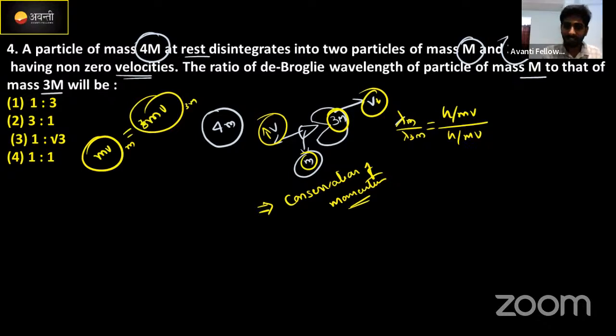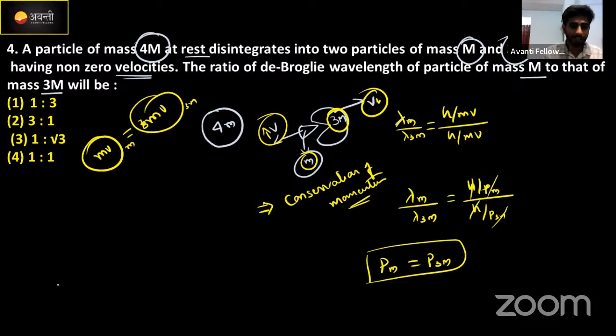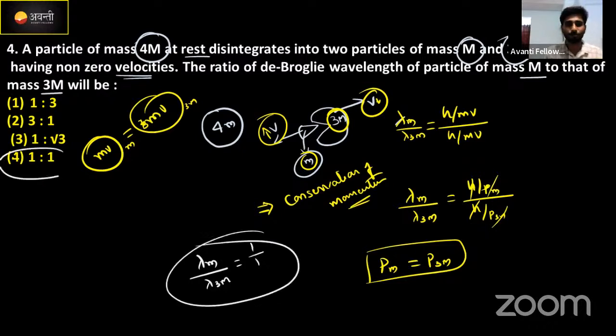Here you can write like this: lambda m divided by lambda 3m is equal to h by p for small m, over h by p for 3m. Here the momentum of the small mass is exactly equal to the momentum of the capital mass. Momentum is the same. At that time everything cancels out, then you will get the answer: lambda m upon lambda 3m is equal to 1:1. Answer is 4.